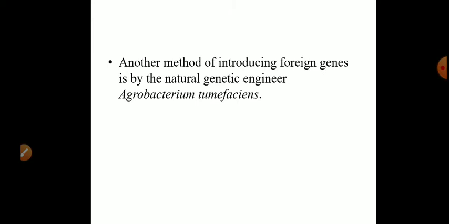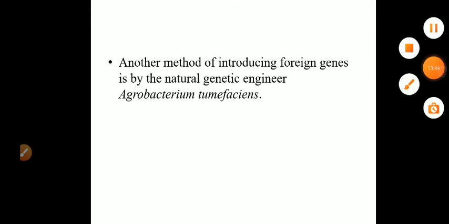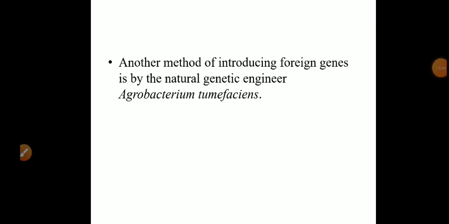In some plant cells, like when we are constructing Bt cotton, one more method can be used. Another method of introducing a foreign gene is by a natural genetic engineer, that is, by use of Agrobacterium tumefaciens, especially practiced in plants. So these are the various methods of introducing recombinant DNA into host cells.